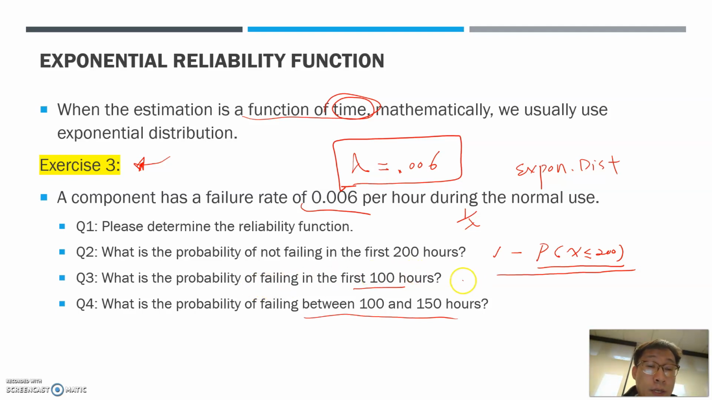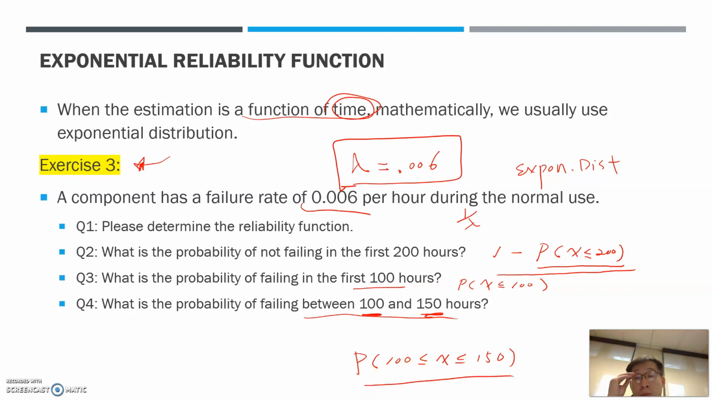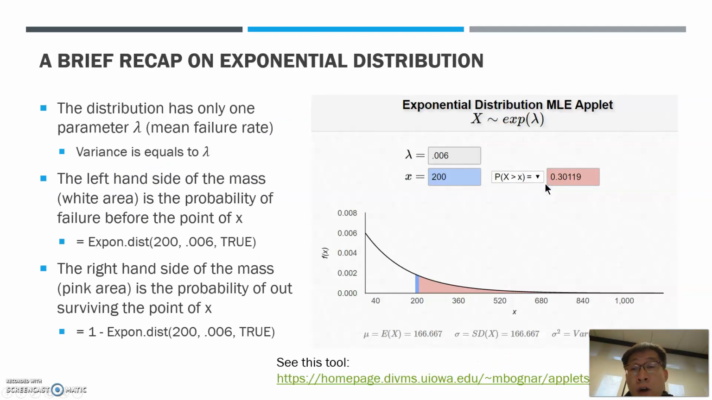Failing in the first hour, this is fairly straightforward. Failing within the first 100 hours. Probability of failing between 100 and 150 hours. So this will be the probability of... okay, so this is what I'm trying to calculate in here. So let's move on. I need to do a brief recap on the exponential distribution.